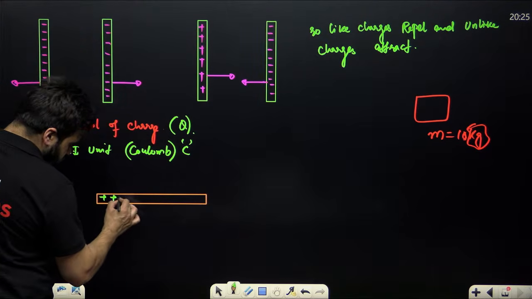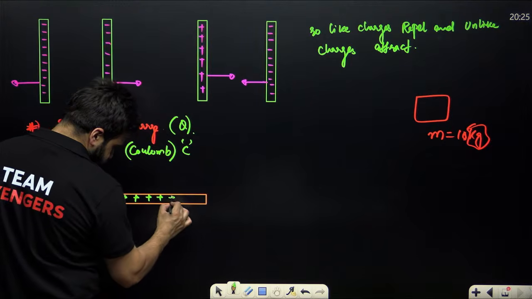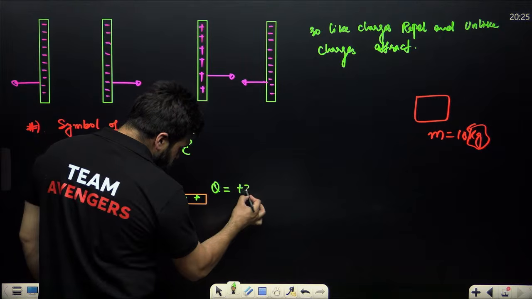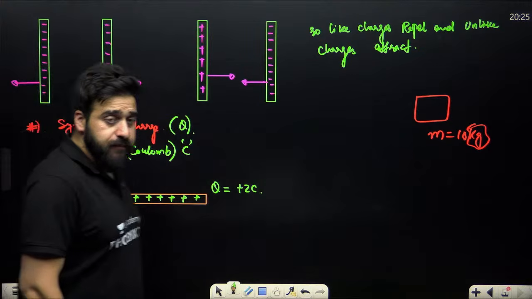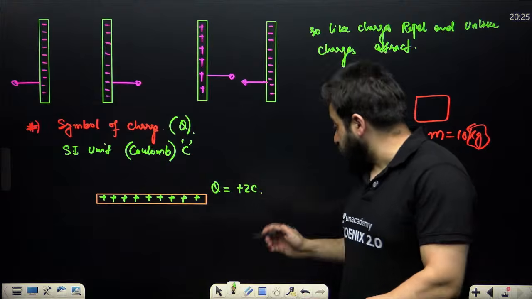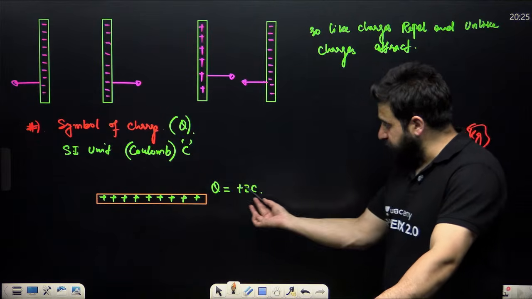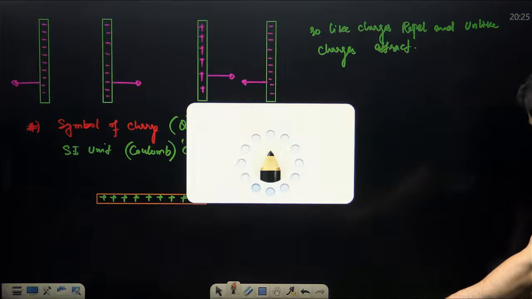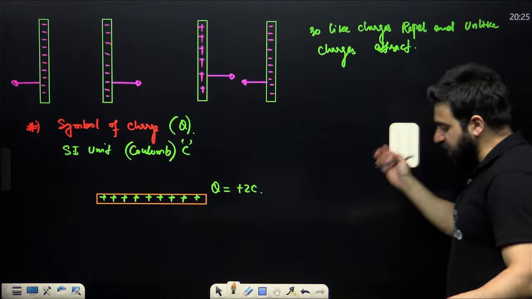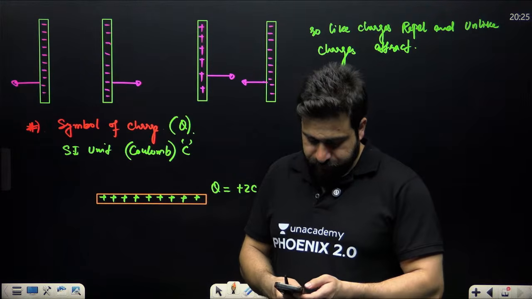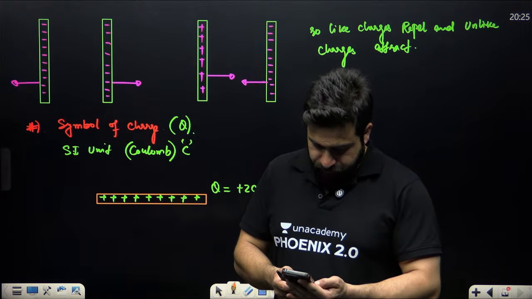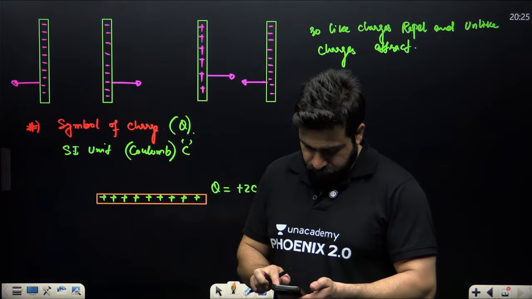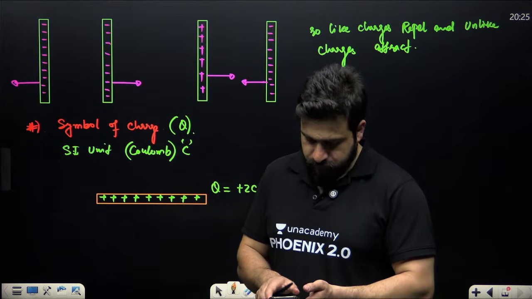So my dear NEET aspirants, from now onwards, if I say I have a rod over here, on this rod we say some charge is present. So how much charge is present? You say Q is equal to plus 2 coulomb charge. Q is the symbol and coulomb is the unit over here, my dear NEET aspirants. So this is the SI unit and this is the symbol. This is how we actually define charge. Please tell me in the chats if this is clear till over here. Tell me.